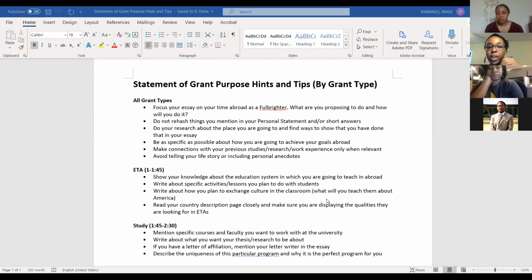So again, focus your essay on your time abroad. What are you proposing to do and how will you do it? This also needs to be reflected in your abstract. The abstract is the very first thing that they see. That is your first place where you're showing them what kind of writer you are and why you're doing this. It's pretty much the elevator pitch version of your application, so you need to give me the who, what, where, when, why, all of that in the abstract. I'll get into that in a second.